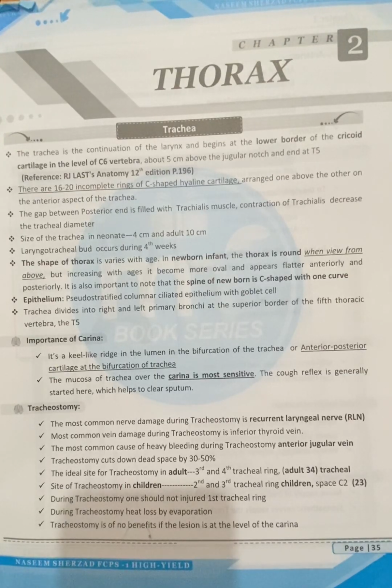The second thing they can ask about is the number of rings. There are around 16 to 20. They can confuse you by giving 16, 15, 18, 20. So you should be clear that it's 16 to 20, which are C shaped. The posterior aspect is empty, and these C shapes are actually hyaline cartilage. In the posterior aspect there is a gap, and that gap is covered by a muscle called the trachealis muscle, and the contraction of the trachealis muscle decreases the tracheal diameter. So a lot of information in these 3 or 4 sentences.